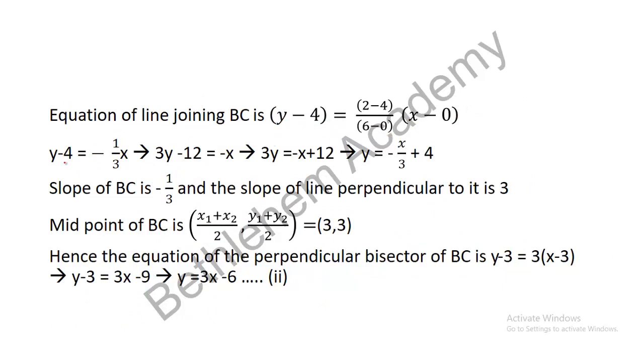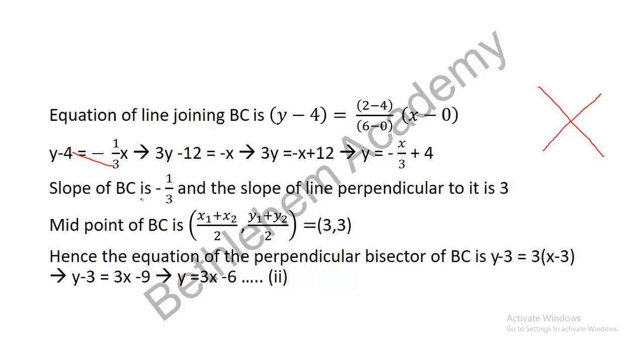So when I simplify this, y minus 4 is equal to minus 2 divided by 6, that is 1 by 3 times x, or when I cross multiply with 3, I will get 3y minus 12 is equal to minus x. 3y is equal to minus x plus 12, or y is equal to minus x by 3 plus 4. So this is the equation of the line BC. But I don't need this equation itself, rather I use it to find my perpendicular bisector.